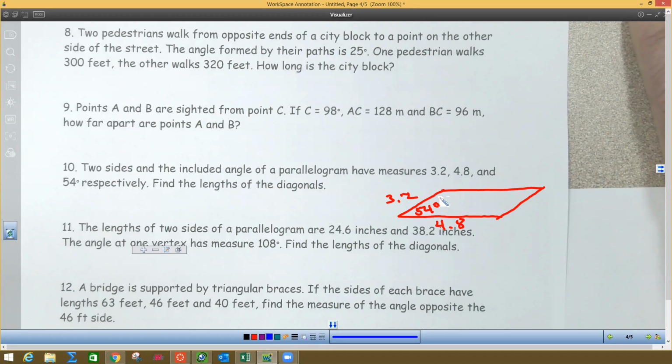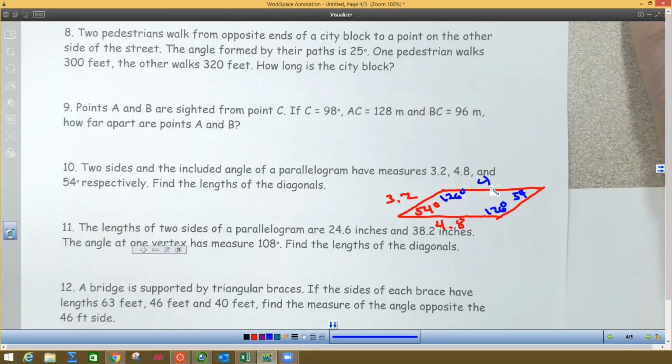So this angle up here has to be 180 minus 54. So this angle up here is going to be 126 degrees. And this angle right here is also 126 for the same reason. And opposite angles, what? Are equal. So that's 54 degrees.